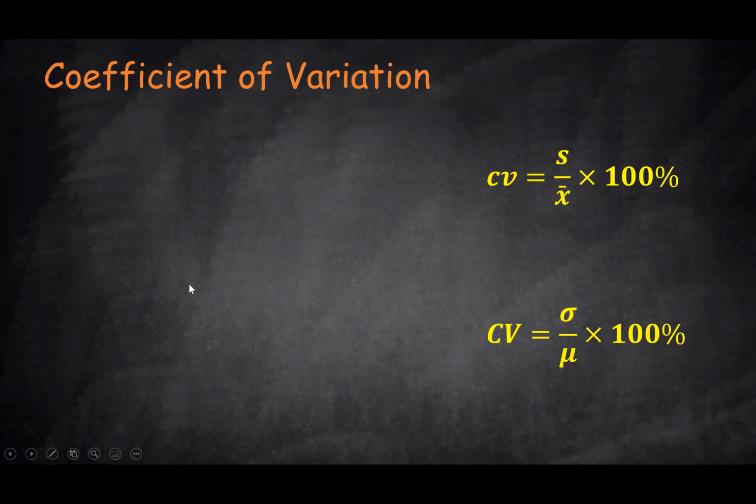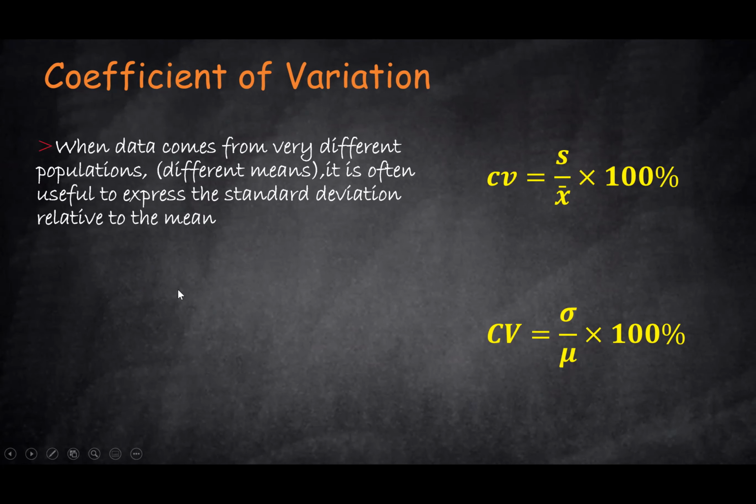Another measurement related to the application of standard deviation and central location is the coefficient of variation. When data comes from very different populations with different means, it's often useful to express the standard deviation relative to the mean. So we calculate the ratio of the standard deviation, here for the sample labeled S, over X bar. We represent it as a percentage, so that's why you see it multiplied by 100%, and we label it as CV.